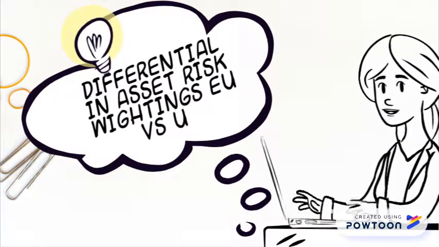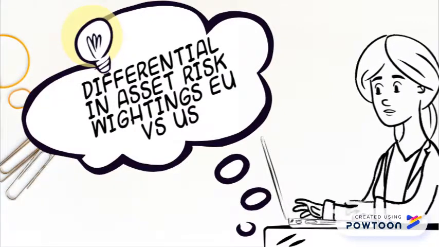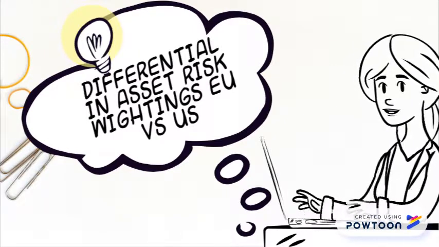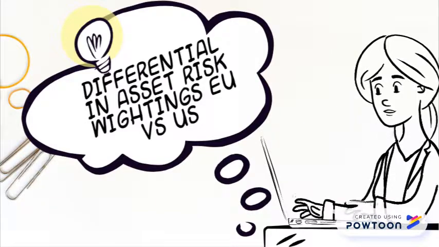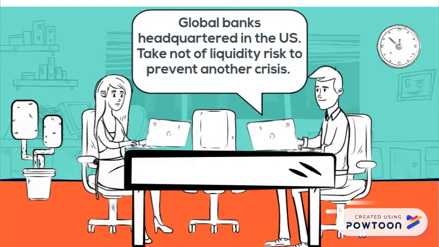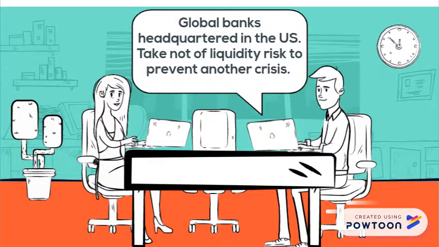create competitive dynamics between financial institutions located in both regions. This would make way for arbitrage opportunities between them. As most of the global banks have their headquarters based in the US, it is important to take note of any liquidity risk arising, which could make way for another financial crisis to occur.